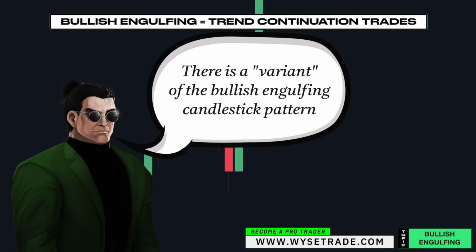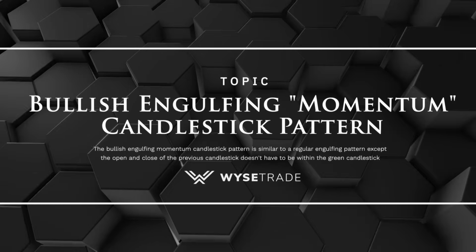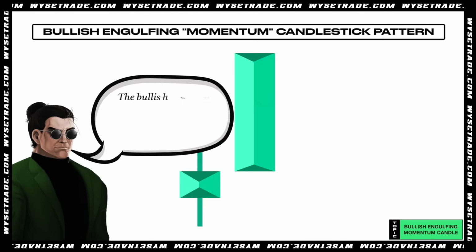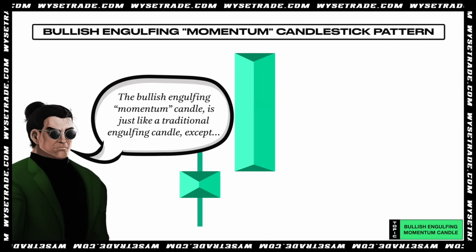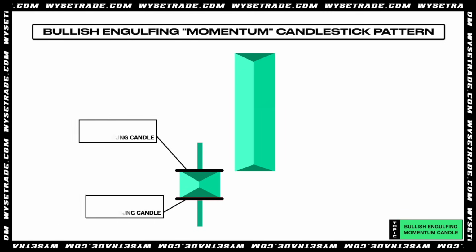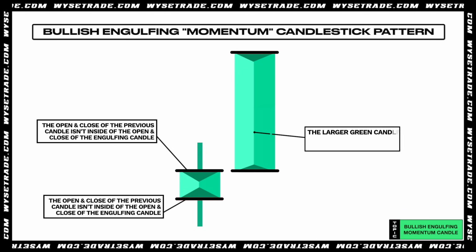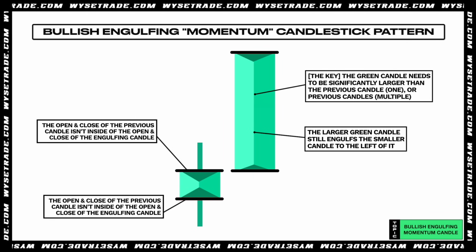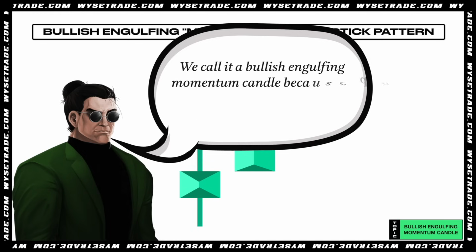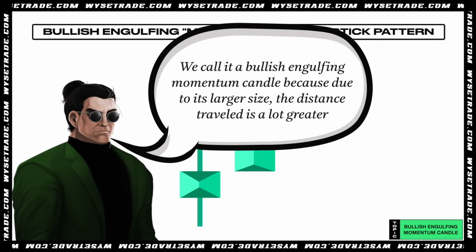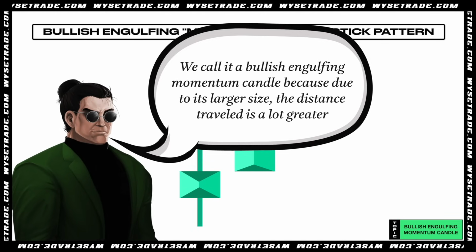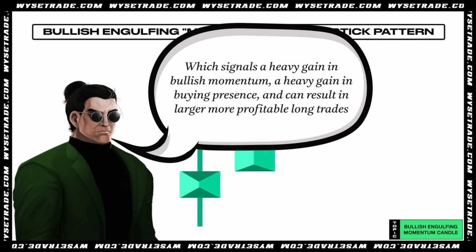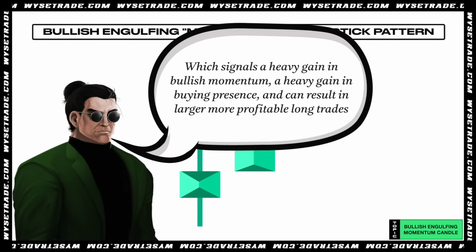Now, there is a variant of the bullish engulfing candle, which we call a bullish engulfing momentum candlestick pattern. The bullish engulfing momentum candle is just like a traditional engulfing candle, except the previous candle's open and close doesn't have to be inside of the open and close of the green engulfing candle. The green candle needs to be significantly larger than the previous candle or previous candles. We call it a bullish engulfing momentum candle because due to its larger size, the distance traveled is a lot greater, which signals a heavy gain in bullish momentum, a heavy gain in buying presence, and can result in larger, more profitable long trades. Now, on the charts.